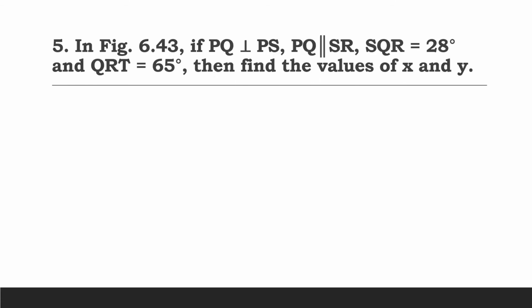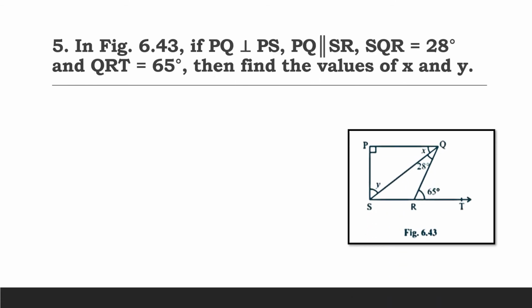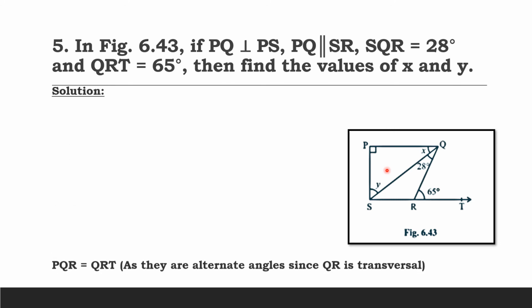Next sum. In figure 6.43, if PQ is perpendicular to PS, PQ is parallel to SR and SQR is 28 degree and QRT is 65 degree, then find the values of X and Y. Let's see how we will find those values.